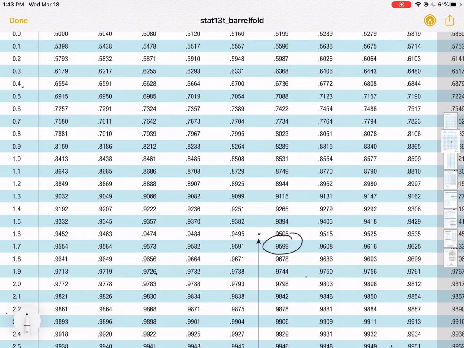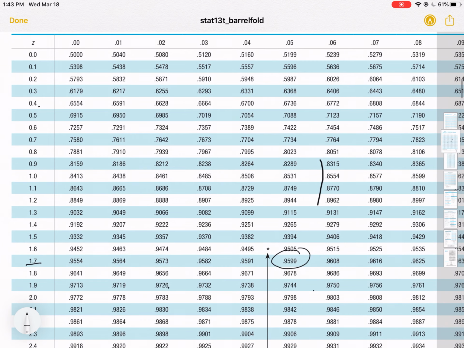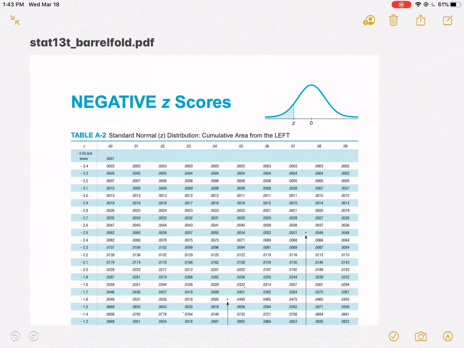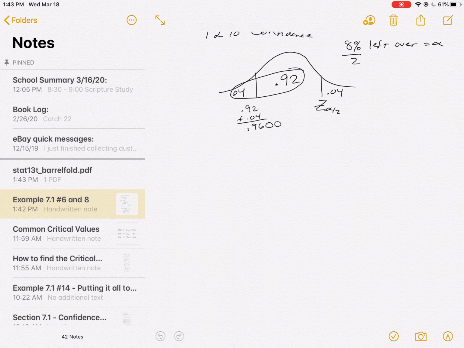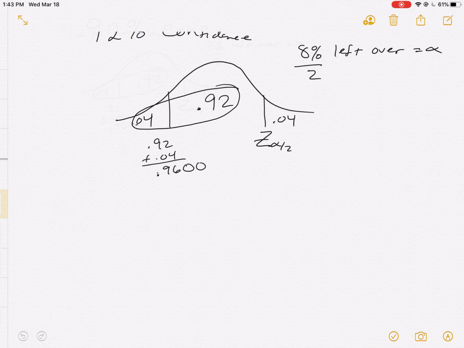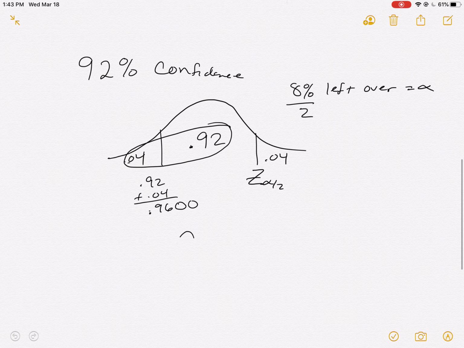Let's see where that is. It's in the 1.7 row, right? And which column are we in? The 5 column. So 1.75 is our guy. And so let's go back to our sheet and come in here and get this big again. And so 92% confidence, right? You have to be careful about how you talk about this. 92% confidence corresponds to 1.75.